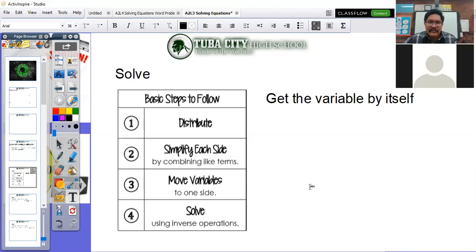After you distribute, you will simplify each side by combining like terms. So if you have like terms on the same side, add, subtract, or whatever you need to do to those. And next, you need to choose a side for your variable. You want to keep your variable positive if you can, and if you want, try to keep it on the left.